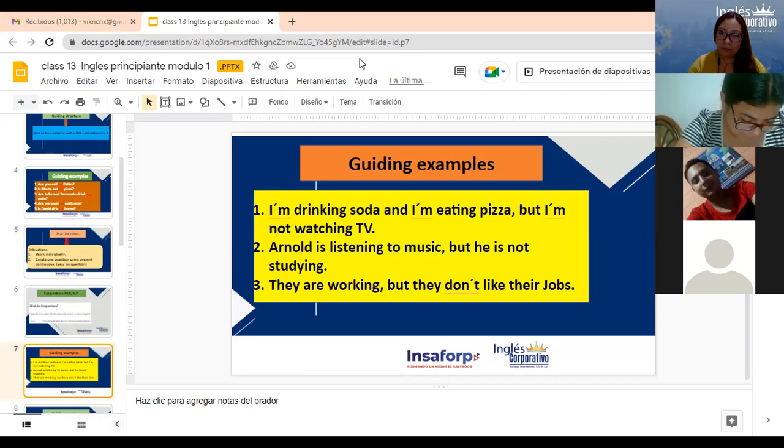My sister watching TV, but she. Verbo to be de nuevo. My sister is watching TV, but she's not studying. Perfect, Carlos. That is correct. Thank you. Dueñas, please.